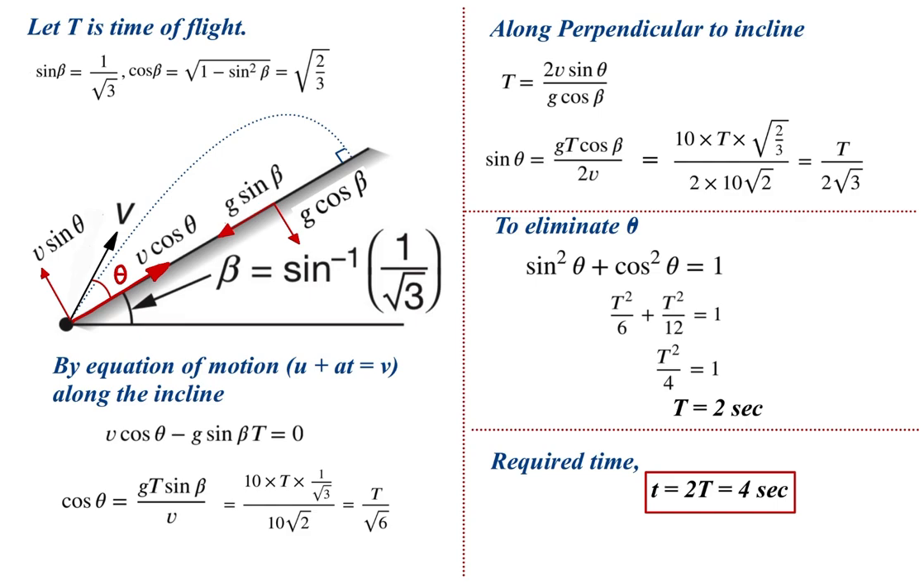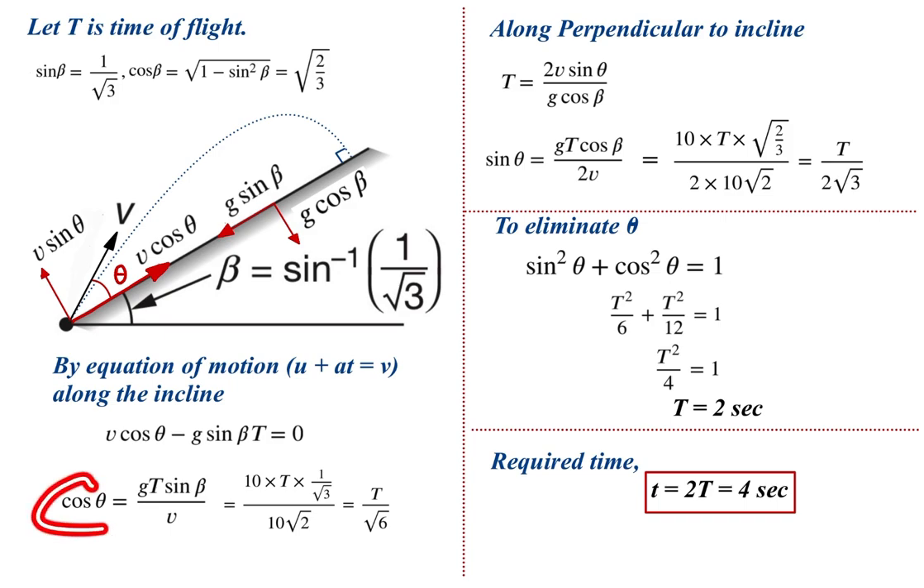We don't know theta, therefore I am trying to obtain cos theta from here, and now applying equation of motion along the perpendicular direction, we can obtain time of flight as 2 into upward velocity upon acceleration, that is 2v sin theta upon g cos beta. Now from here we get sin theta equal to gT cos beta upon 2v. Now v is given to be 10 root 2. By putting values, we get sin theta equal to T upon 2 root 3.